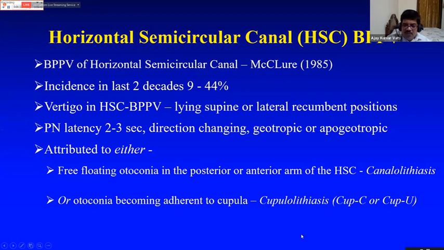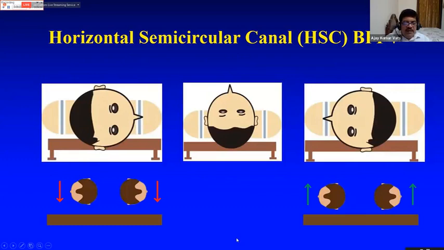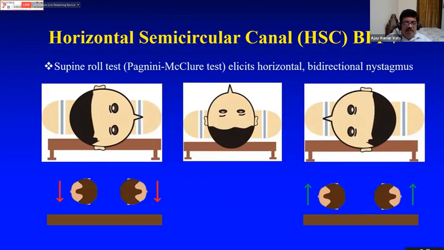The optimal test to evaluate the horizontal semicircular canal is the supine roll test, SRT, or Pagnini-McClure maneuver, which elicits horizontal bidirectional nystagmus on either head roll. That is, when the patient is taken to the supine neutral position, and then the lateral head roll is successively done to one side and to the other side, identical patterns of nystagmus are seen, which could be either geotropic, where the quick component is beating towards the lowermost ear on lateral head roll to either side, or it could be apogeotropic, where the quick component is moving away from the lowermost ear on lateral head roll to the right as well as to the left side.